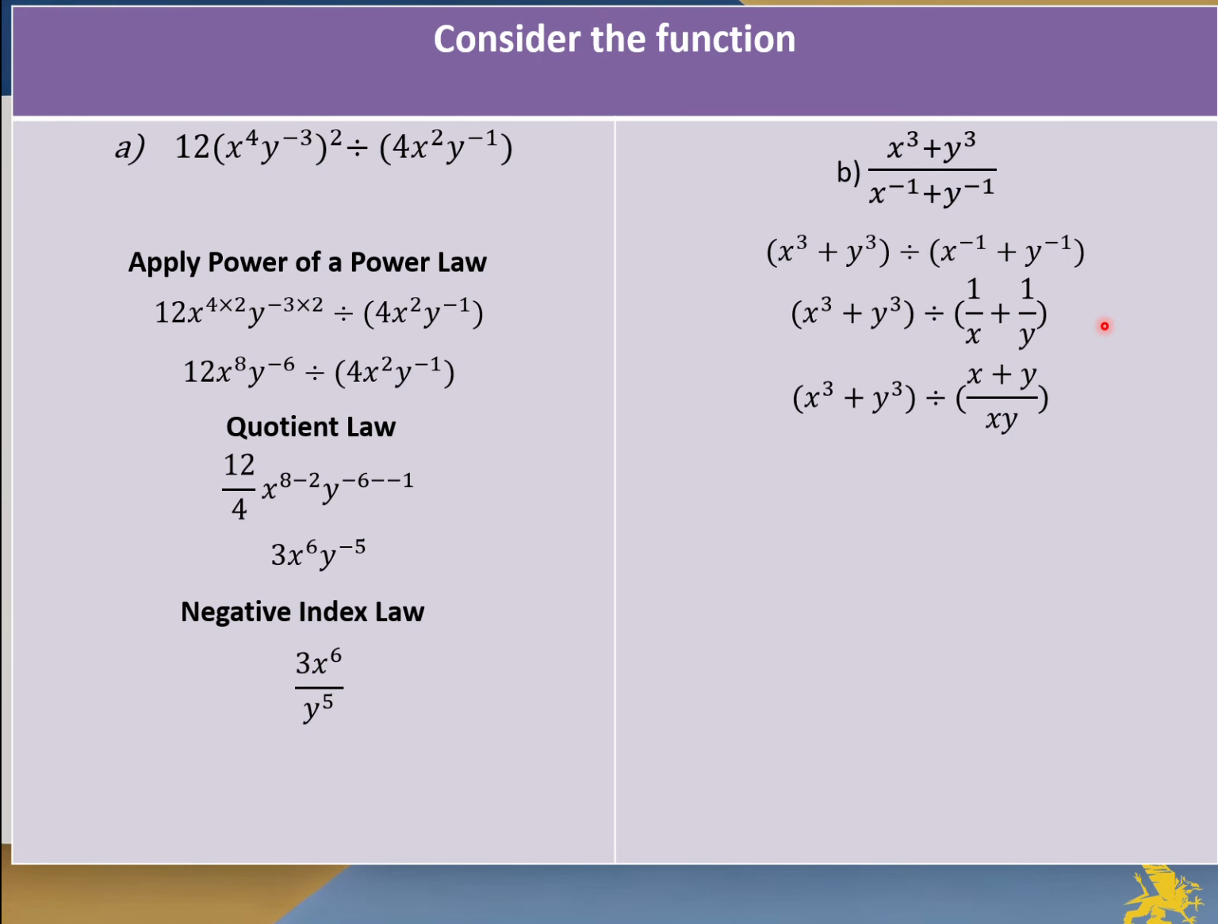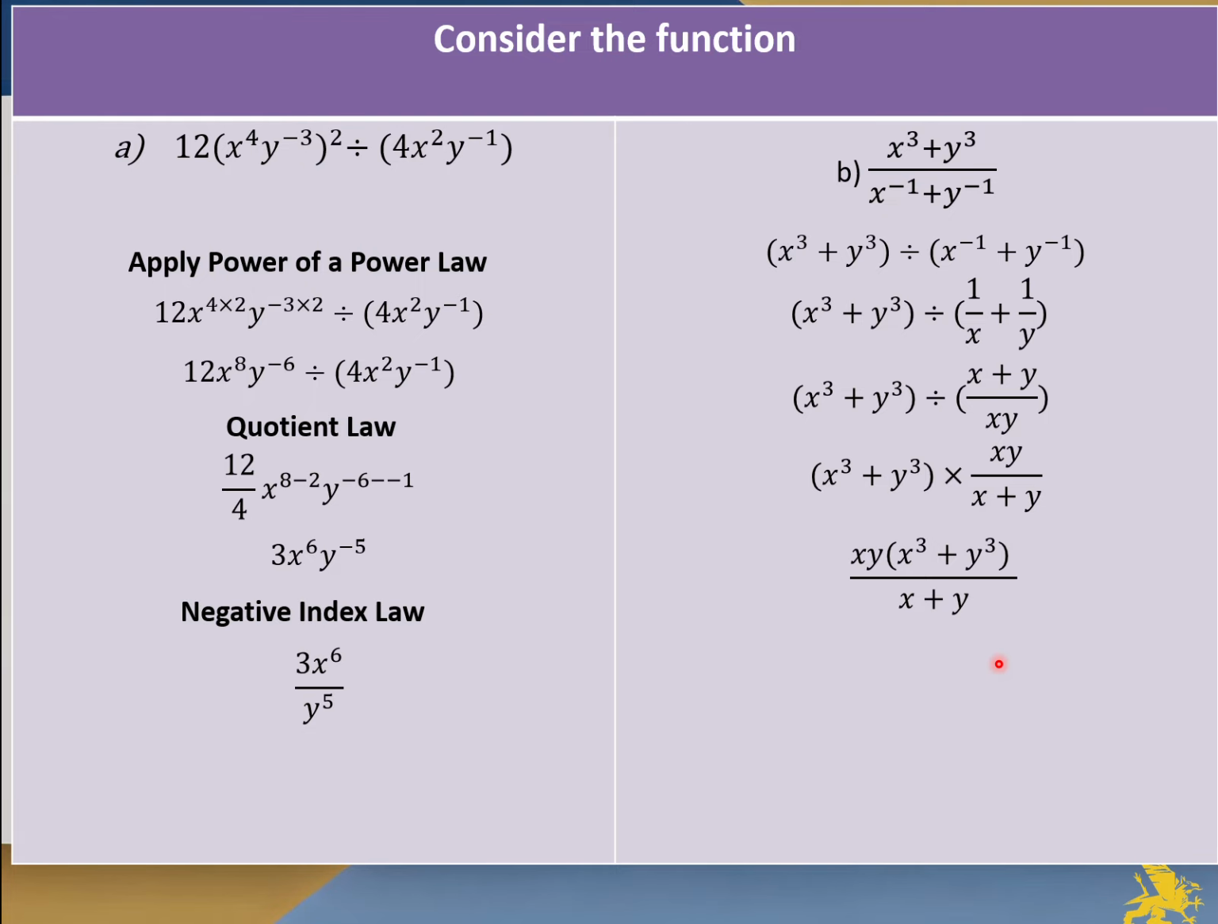Okay, so the next part that I need to do is we are dividing, which means I am going to use the rule keep, change, flip. So I keep the first part, I change the division to multiplication, and I flip my fraction. The next part is I'm just going to simplify it by writing it as one fraction. So I've got xy in brackets, x to the power of 3 plus y to the power of 3, over x plus y.